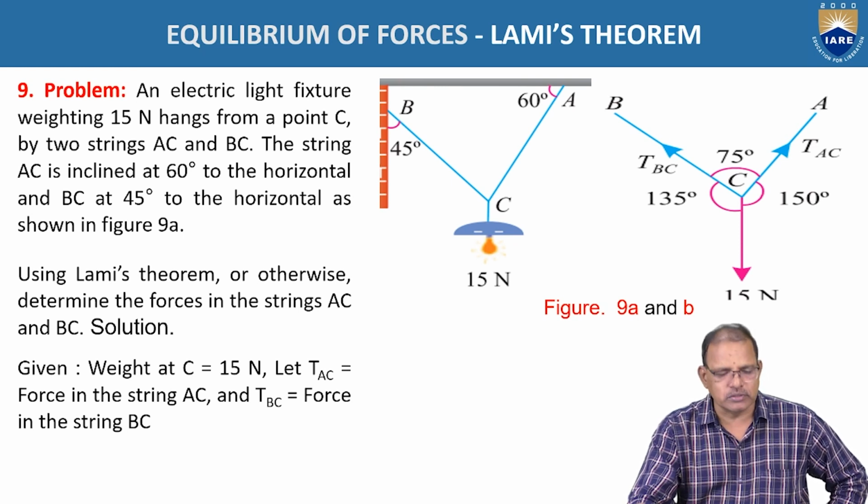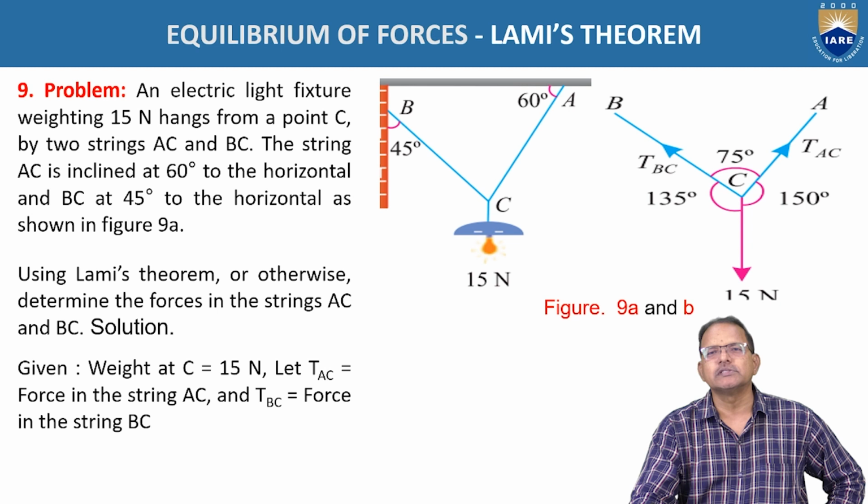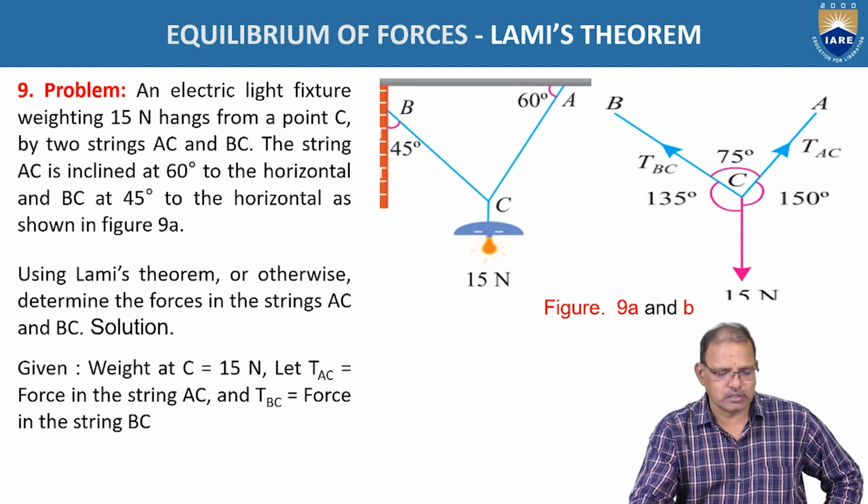That is, sigma H is equal to 0, and sigma V is also equal to 0. This type of problem, when three forces are acting at a point, can be analyzed, that is, the unknown quantity can be determined both in magnitude and direction, by using two methods. One is according to Lami's theorem, the second one is the analytical method, that is, by resolving the forces along the x direction and y direction.